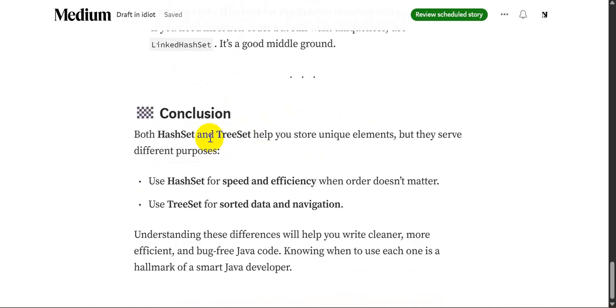So we can go to the conclusion. Both HashSet and TreeSet help us store unique elements, but they serve different purposes. We can use HashSet for speed and efficiency when order doesn't matter, while on the other hand, use a TreeSet for sorted data and navigation.